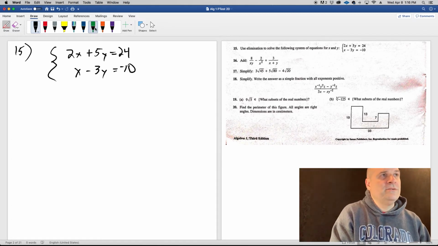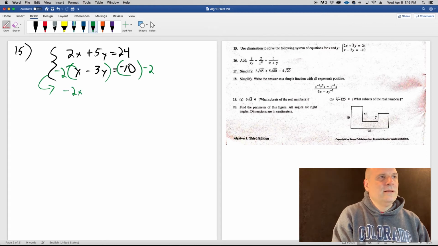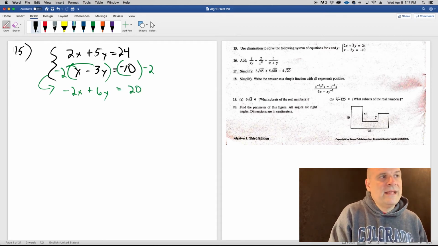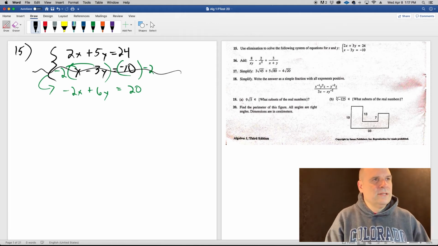So what we're gonna do is multiply both sides of this equation by -2. And let's see what we get. Well, we get a negative 2x. Negative negative is positive 6y equals negative times negative is positive 20. All right? Okay, so now see how if we add this equation to that, it'll cancel itself out. So now we're just gonna get rid of that. We don't need that anymore.